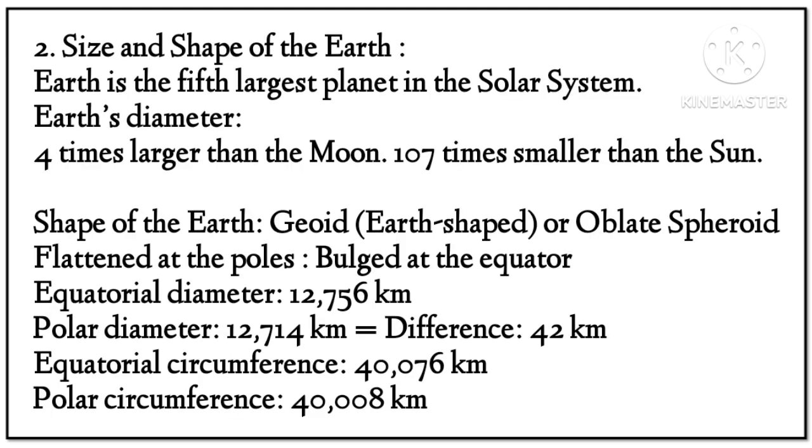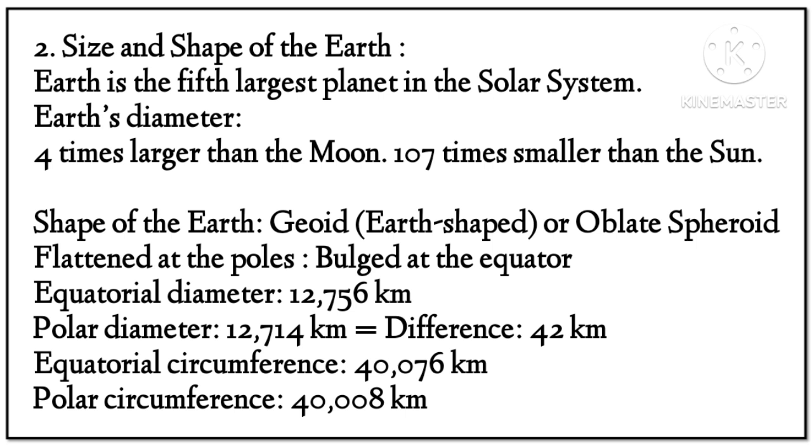Size and the shape of the Earth. Earth is the fifth largest planet in the solar system. Earth's diameter is 4 times larger than the moon and 107 times smaller than the sun. Shape of the Earth: geoid or oblate spheroid, flattened at the poles and bulged at the equator.